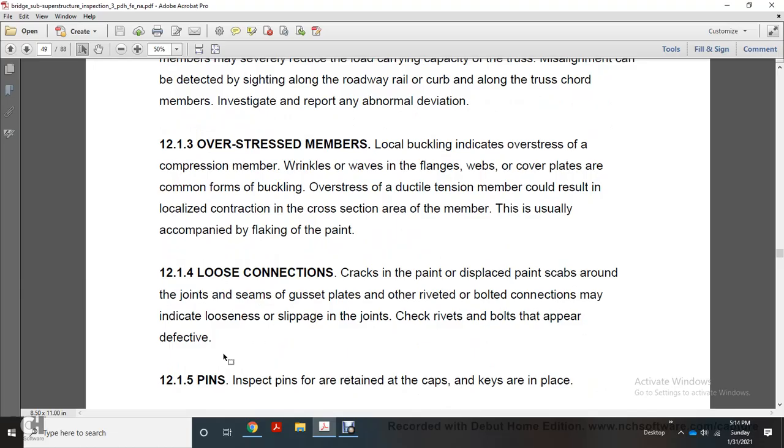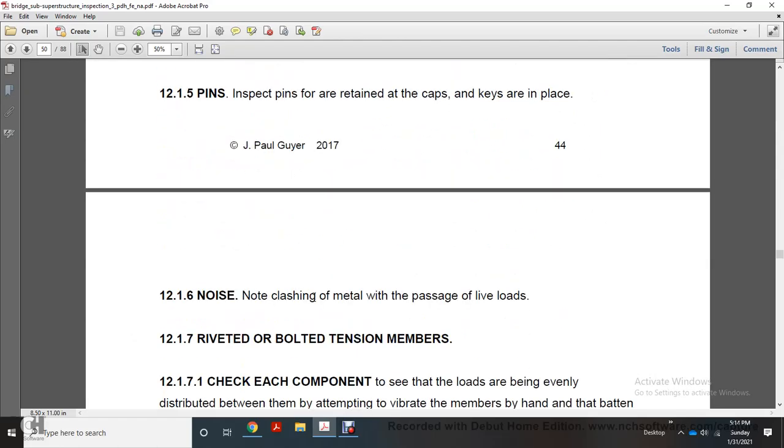Check whether the rivets and bolts appear to have defects. Within the pins, inspect that the pins are retained with the cap and that the keys are in place. Noise: check for ticking or clashing of the metal with the passage of live loads.